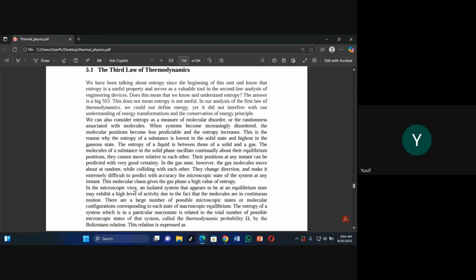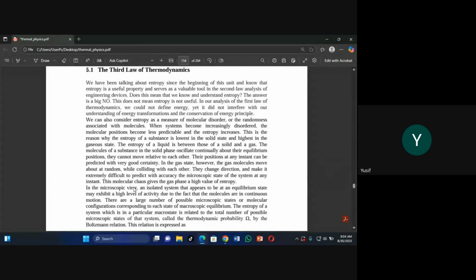Because when you take a solid, the molecules are in order. That's why it's solid, and it's very difficult to break. But when you talk about gas, the molecules are moving randomly. They move freely. So entropy is highest in the gaseous state as compared to the solid state. The entropy of a liquid is between those of a solid and gas.